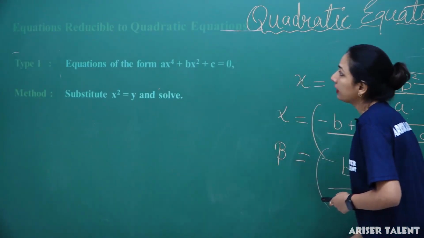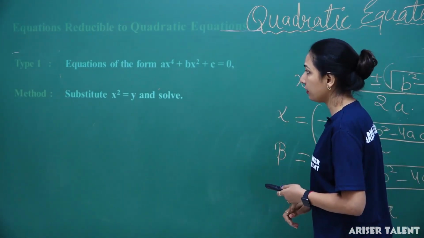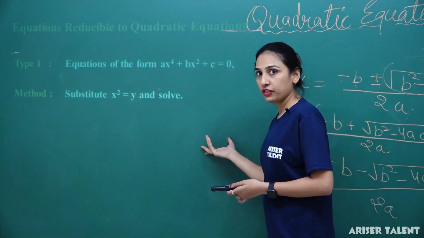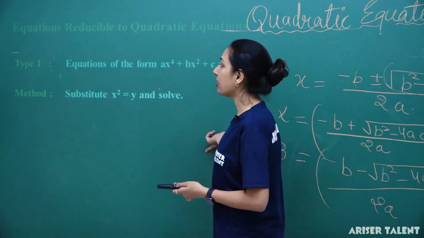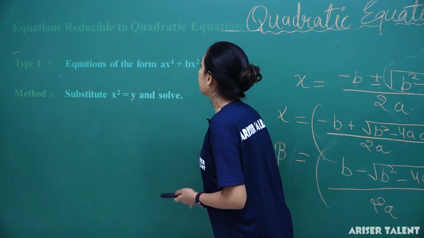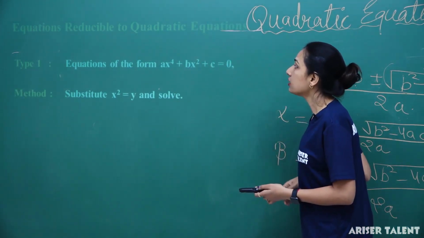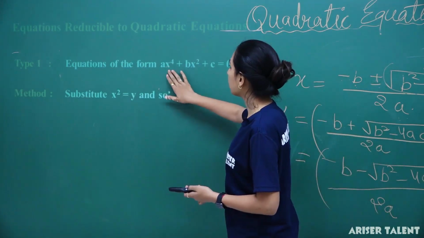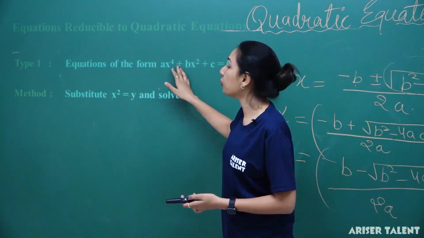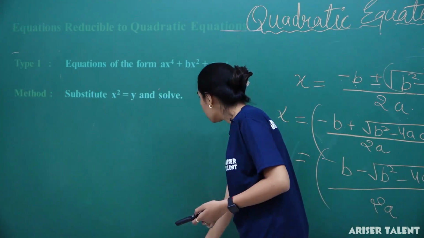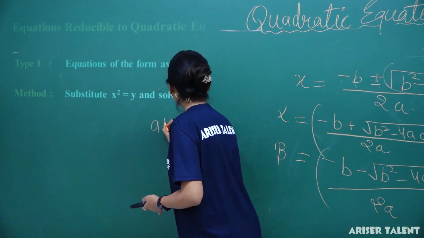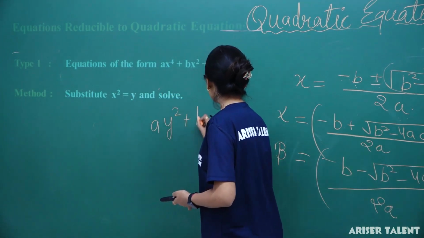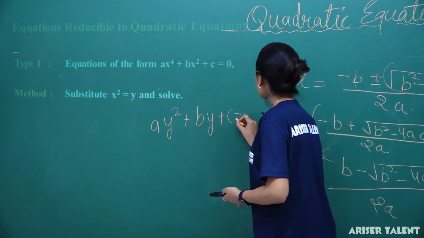Now, equations reducible to the quadratic equation. There are some kinds of equations. We will study 3 types of equations one by one. In type 1 we studied the equation of the form x to the power 4 plus bx square plus c equals 0. What we did, we substituted x square as y. If we substitute x square as y, this will become a y square plus by plus c equals 0.